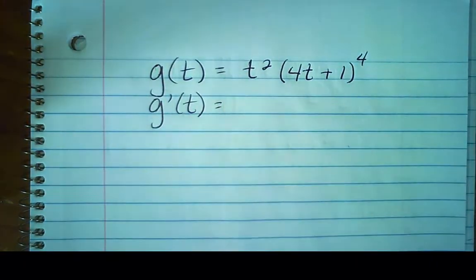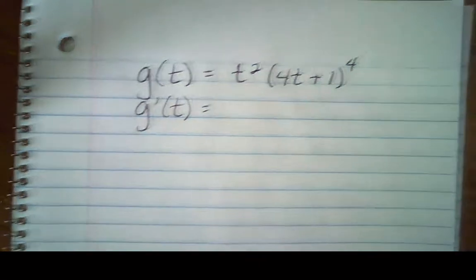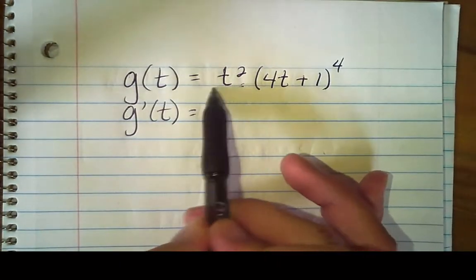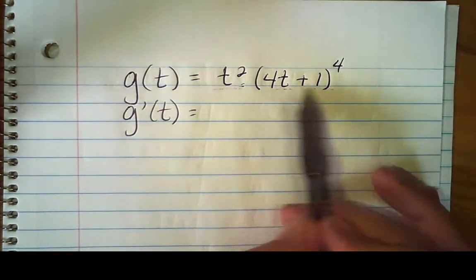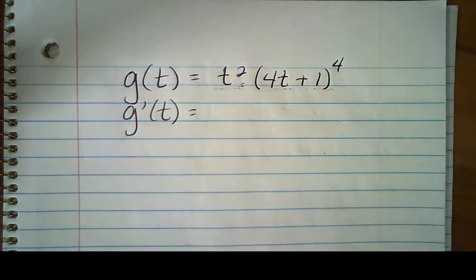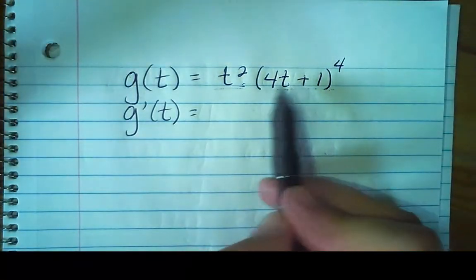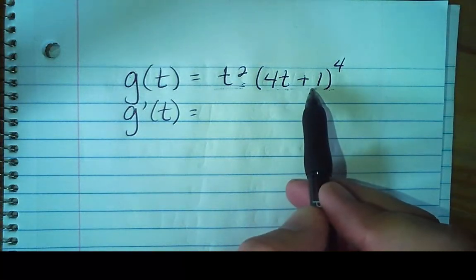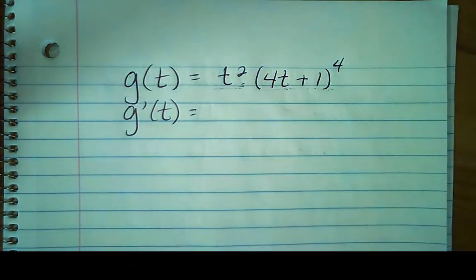Okay, so it's not going to be as clean as the last couple examples. I know that I've got this chunk times this chunk, so that tells me I'm going to have to use product rule. The derivative of the inside on this one is not 1, so in the process of doing product rule, I'm going to have to do some chain rule.